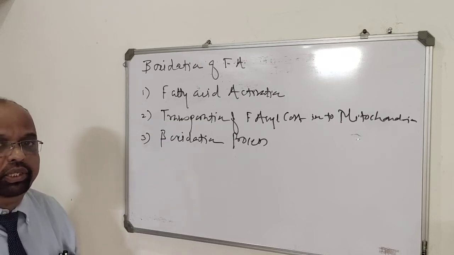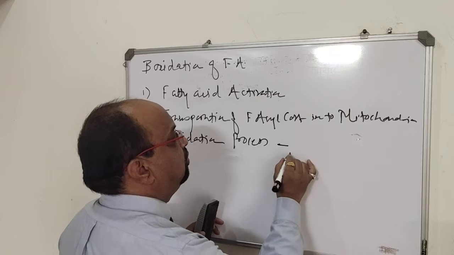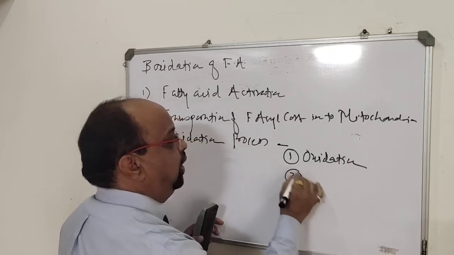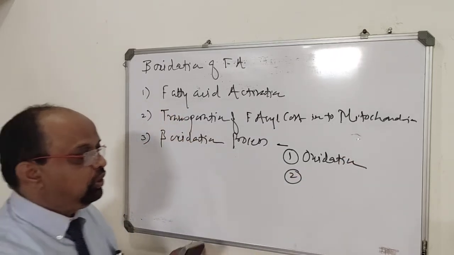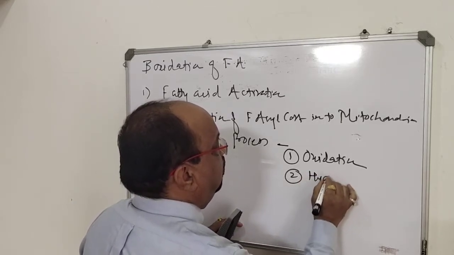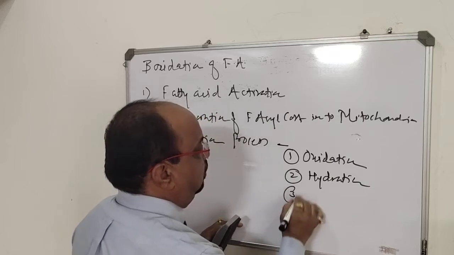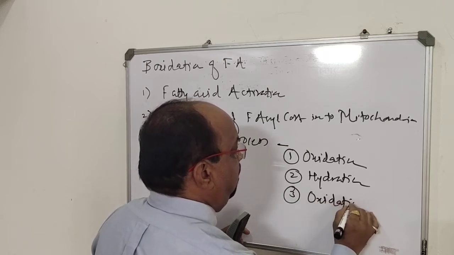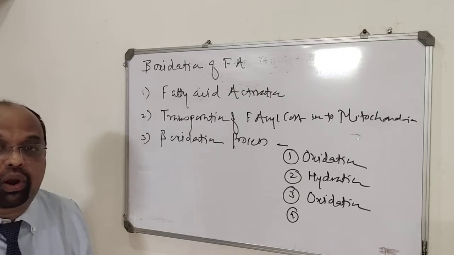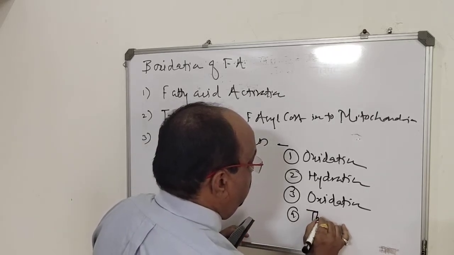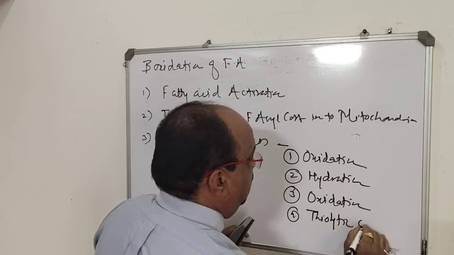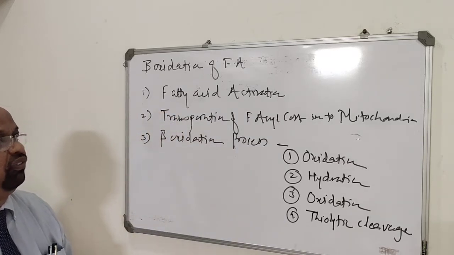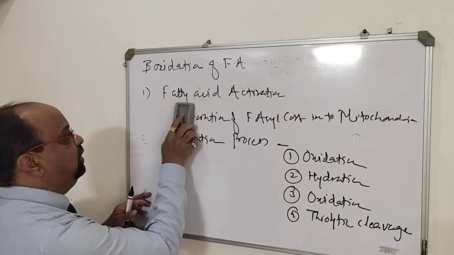This beta oxidation process constitutes 4 reactions. The first one is known as oxidation. The second one is known as hydration. The third one is known as second oxidation. And the fourth one is called cleavage, or thiolytic cleavage. Now let us continue with the first step, that is fatty acid activation.